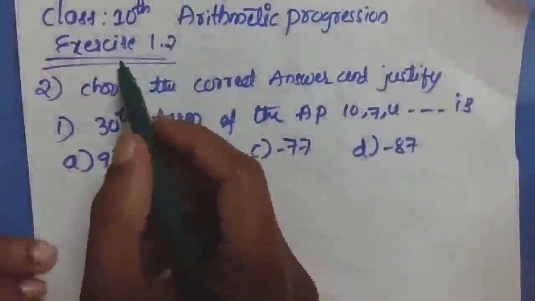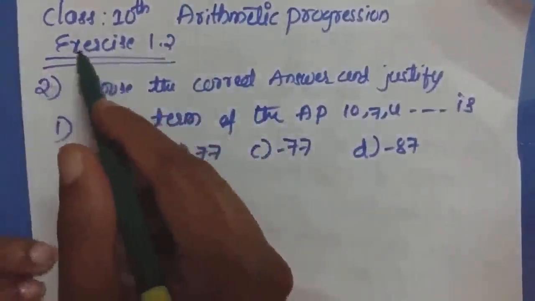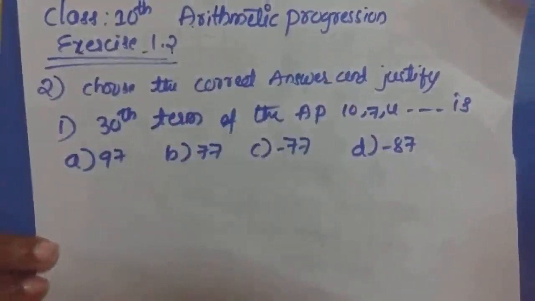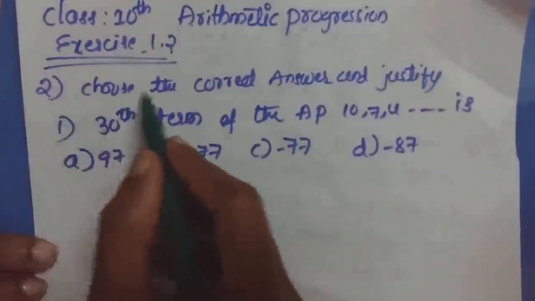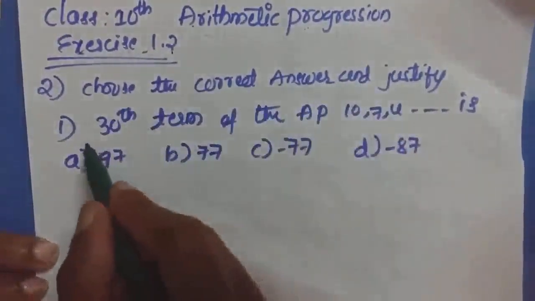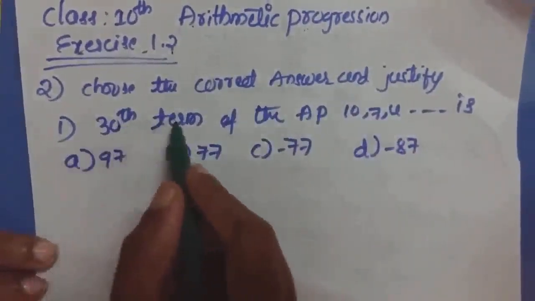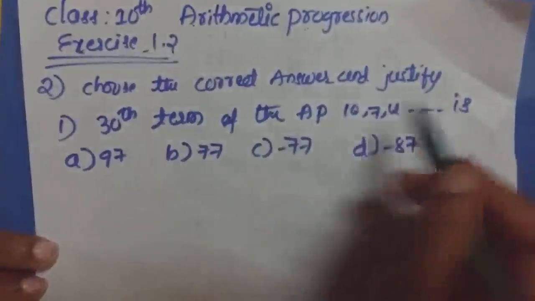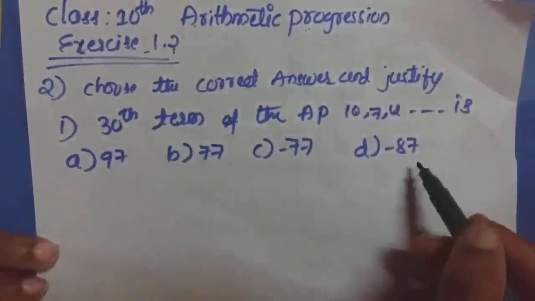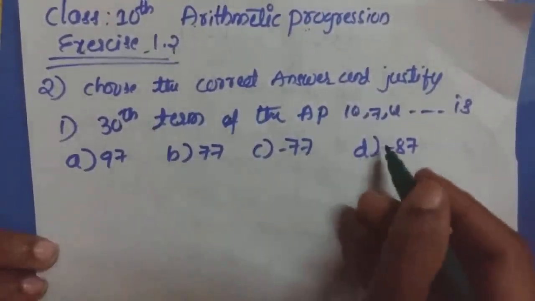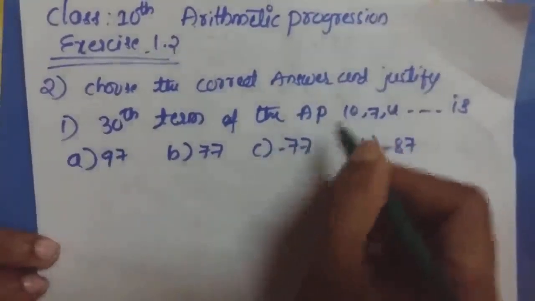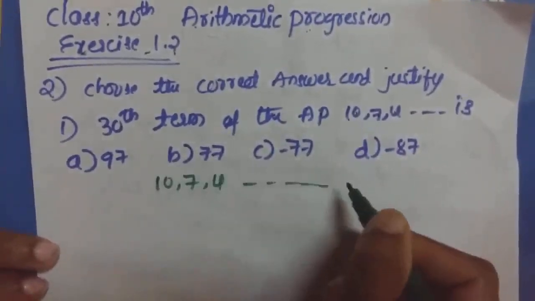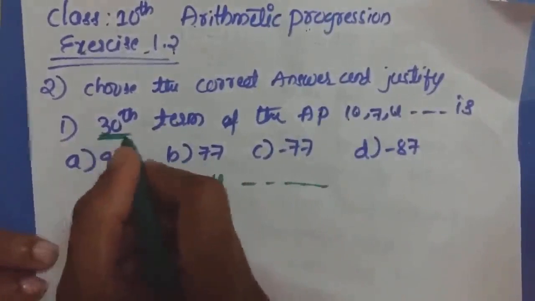So continuing the second question of exercise 1.2, arithmetic progression. The second question is: choose the correct answer and justify. The first question is the 30th term of the AP 10, 7, 4, dash dash; four options are given. We have to justify the answer. The justification means we need to find out the AP, which is 10, 7, 4. Yes, here we need to find out the 30th term.